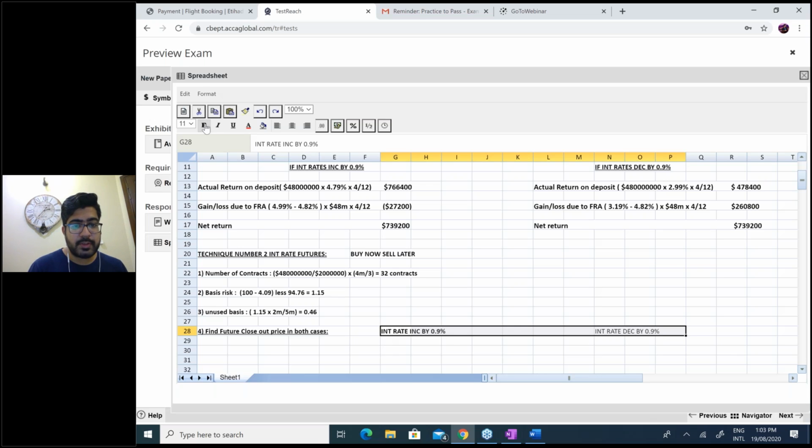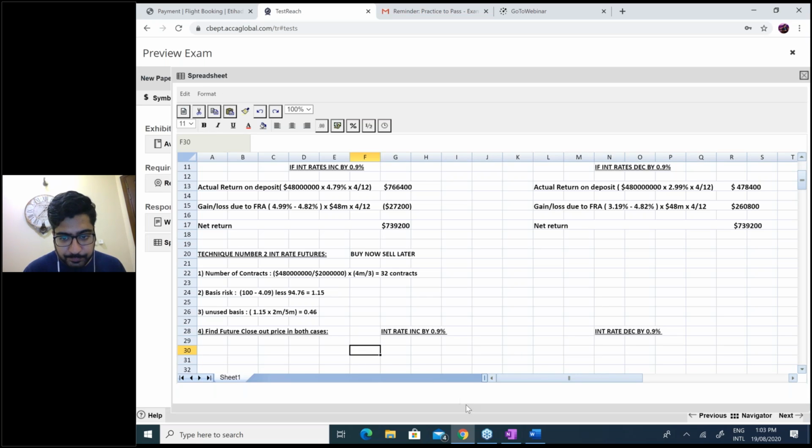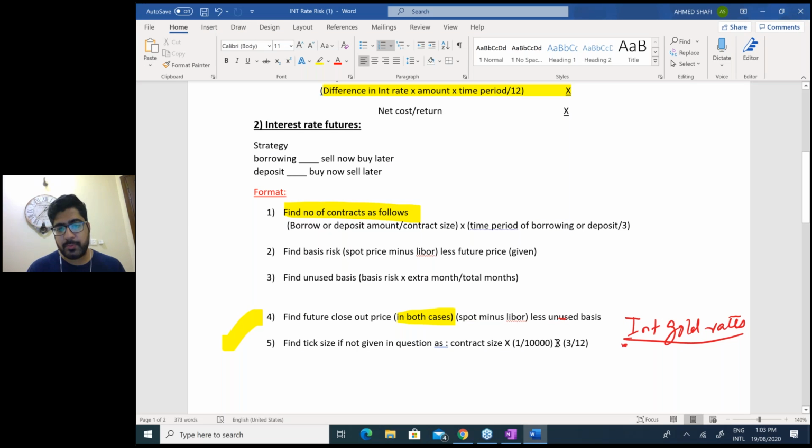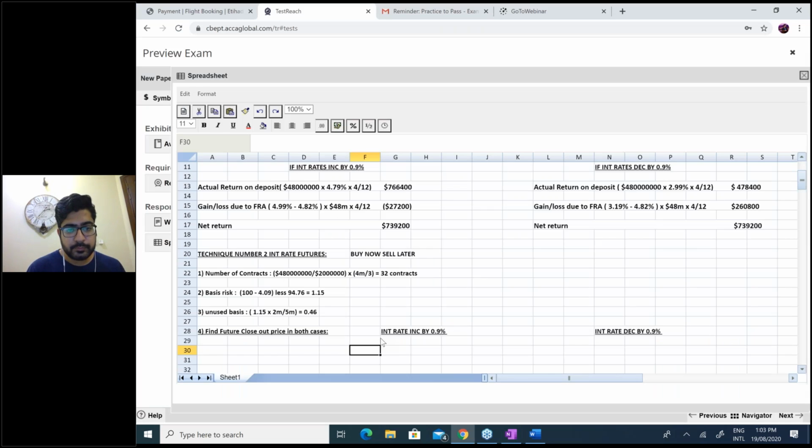So one case is interest rates increase by 0.9 and the other case decrease by 0.9. What is the formula of future closeout price in both cases? It's spot minus LIBOR, less unused basis. What is the spot? $100 always, minus LIBOR. LIBOR is the interbank rate.